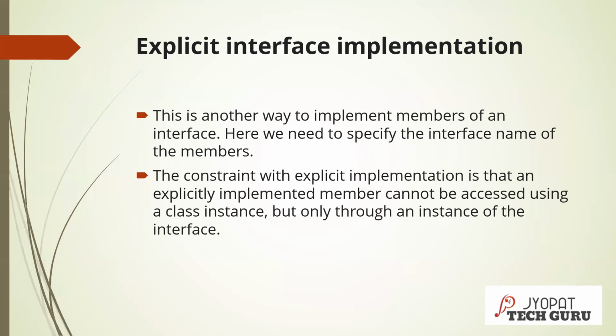This is another way to implement members of an interface. Here we need to specify the interface name of the members. The constraint with explicit implementation is that an explicitly implemented member cannot be accessed using the class instance, but only through the instance of the interface. So whenever you create an explicit implementation, you will be using the interface name, dot, the function name.